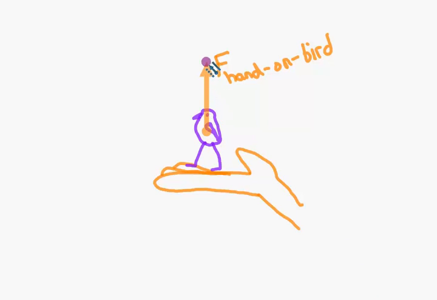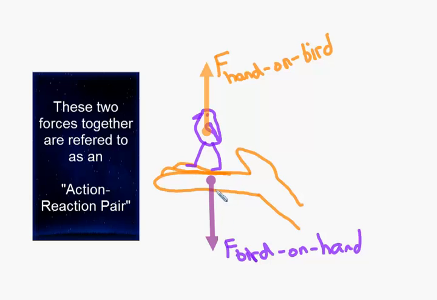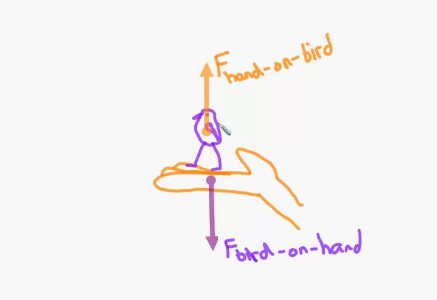Now, Newton's third law says as soon as you have the force of the hand pushing up on the bird, you need an equal and opposite force. See, I drew this equal length and opposite direction. You need an equal and opposite force pushing down on the hand. This is the force of the bird pushing down on the hand. So the hand feels the bird pushing on it, and the bird feels the hand pushing on it. These two forces are going to be equal and opposite. As soon as one force happens, the other force has to happen as well. That's Newton's third law.